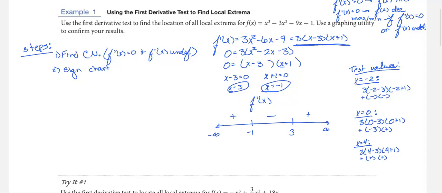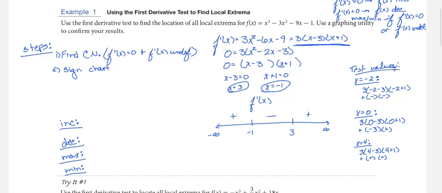So from the sign chart, we can tell what's happening to the function. We're going to talk about where it is increasing, where it is decreasing, where I have a maximum, and where I have a minimum. And now we're talking about local mins and maxes instead of absolute mins and maxes.